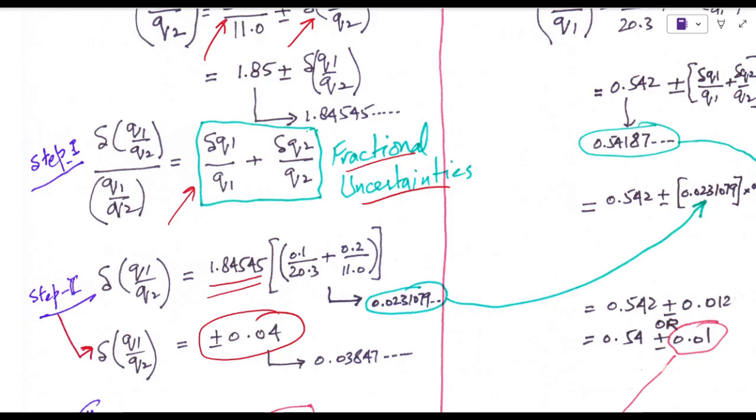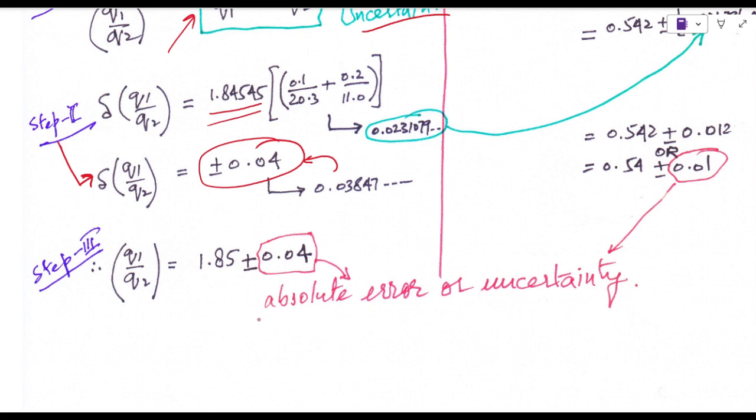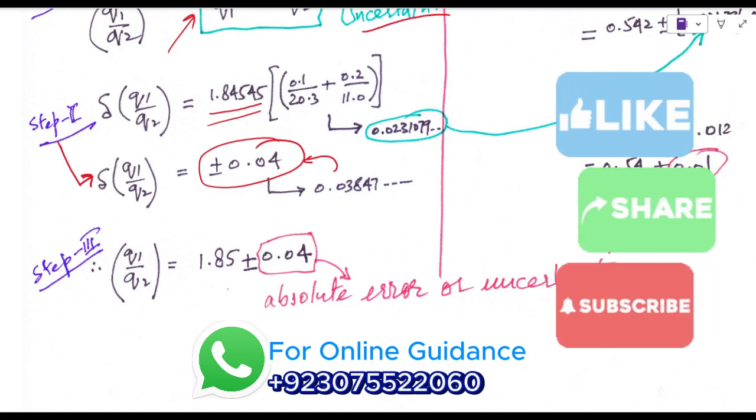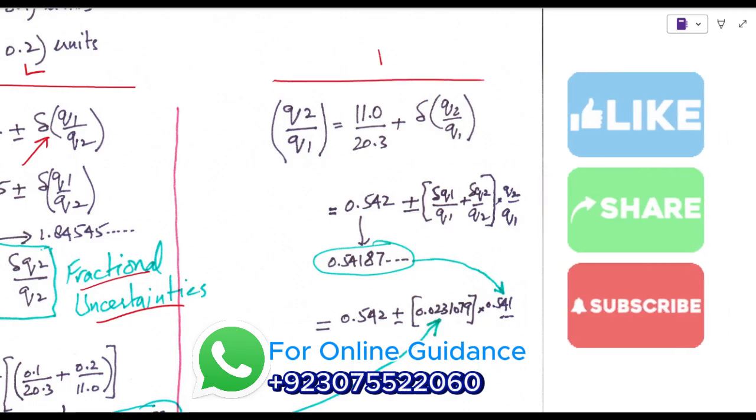Actual value of this was 0.03847. I have rounded it off in this, and then written the answer of Q1 over Q2 as 1.85 plus minus 0.04. Can you see that the error is shown in the second decimal place because the value of Q1, Q2 was up to second decimal place, and 3 significant figures again have been taken in the value of Q1 over Q2. On the right side of the page, I have calculated Q2 over Q1. I'm sure you will be able to understand that.